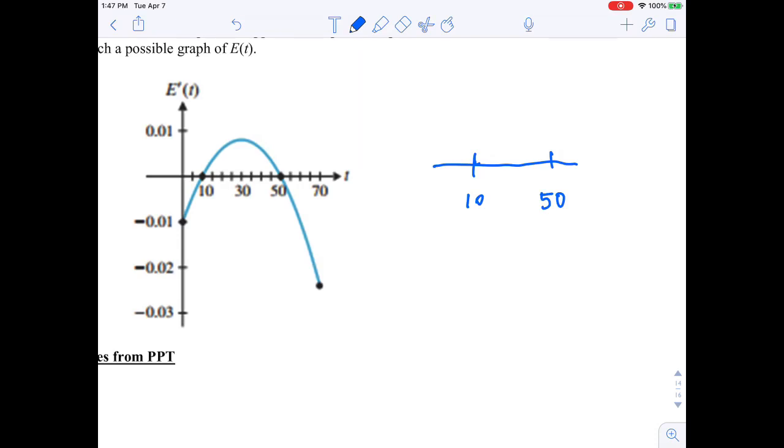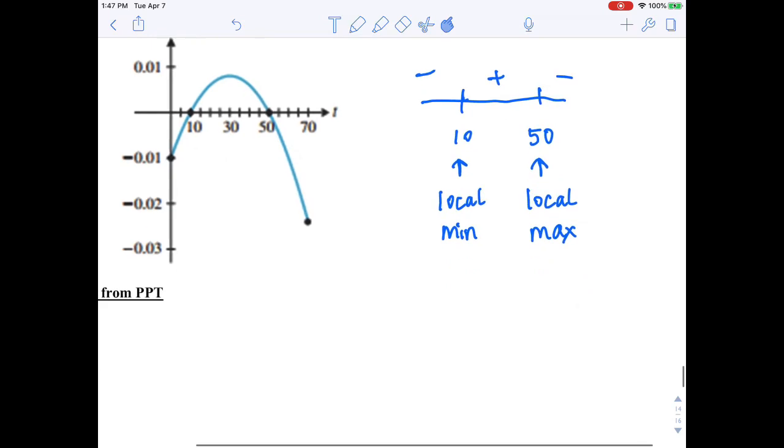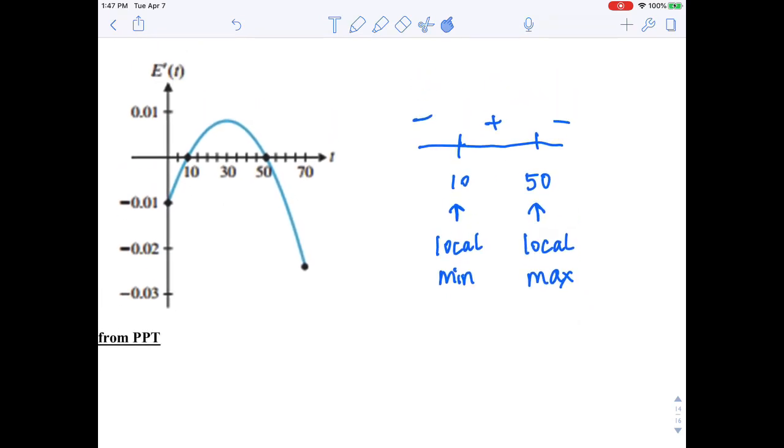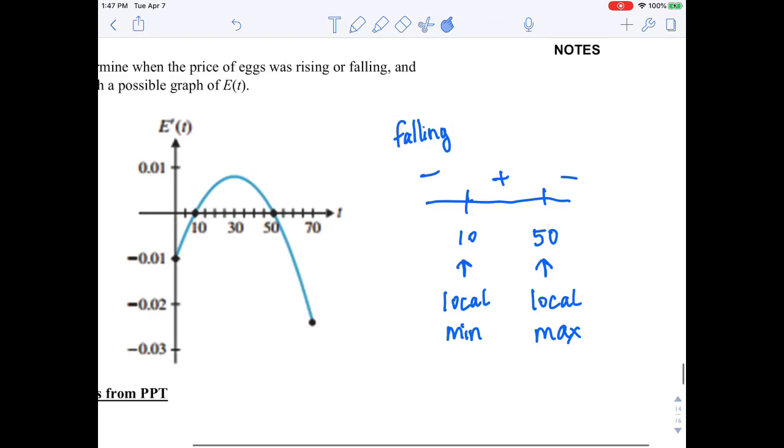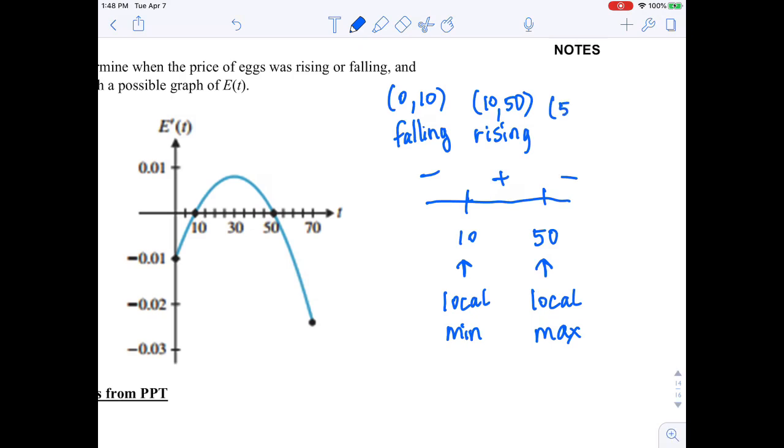Okay, so it's negative, positive, negative, where this would be a local min. This would be a local max. Okay, it's falling on this interval from 0 to 10. 10 to 50, it's rising. And from 50 to, I think the last number, 70, it's falling.